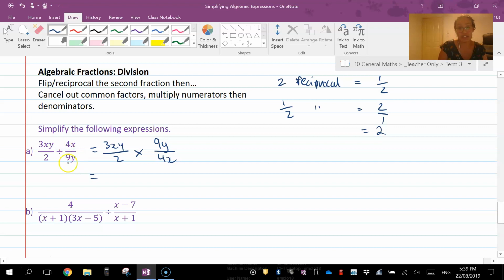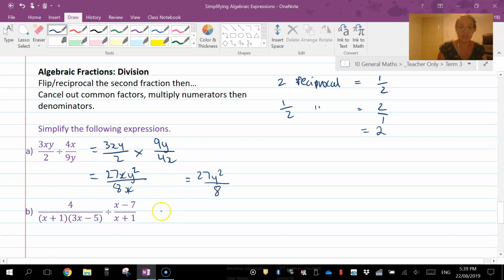I do a really bad job of explaining this on first principles, so there are some really cool videos out there. If you're really curious and want to know why we flip that second one, go find those and see if you can do a better job of explaining it to people than I can. So looking at my numerators, 3 times 9 is 27xy squared. 2 times 4 is 8x. Cancelling things out, the answer is going to be 27y squared over 8. And that is that.